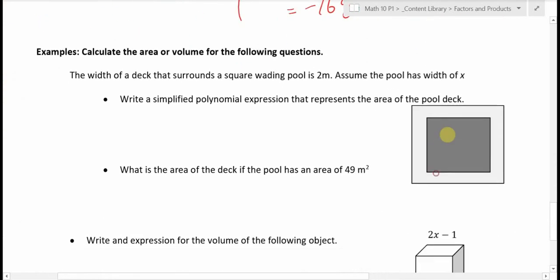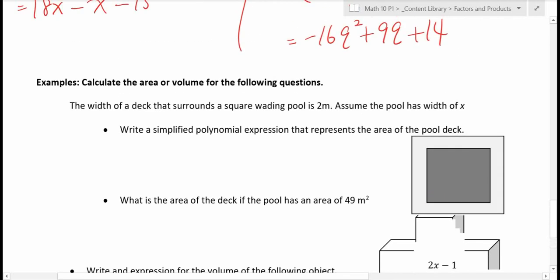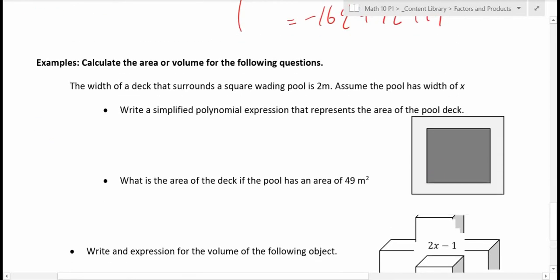All right, we have a couple more examples here. We're looking for the area or volume for the following questions. It says the width of a deck that surrounds the square pool is 2 meters. So the width of the deck, this is 2 meters and this is 2 meters. Assuming that the pool has the width of x.